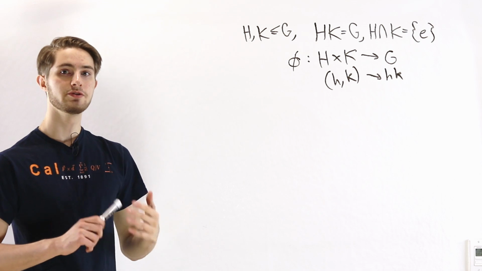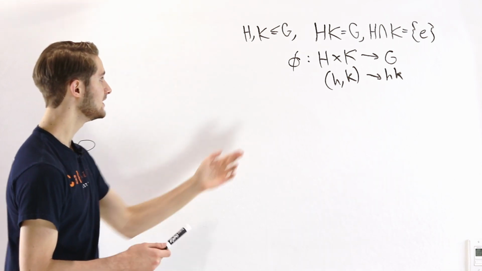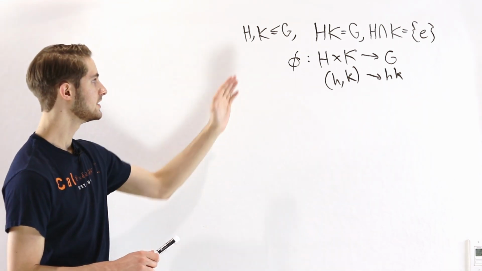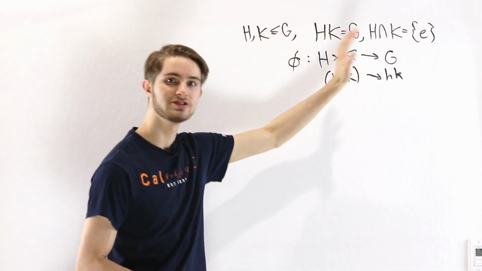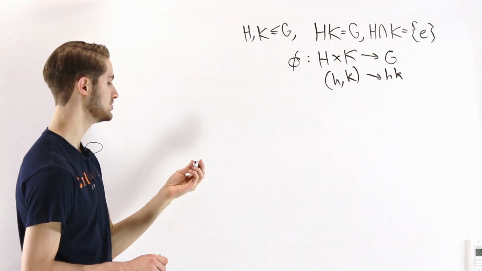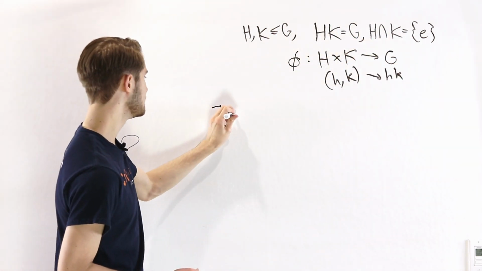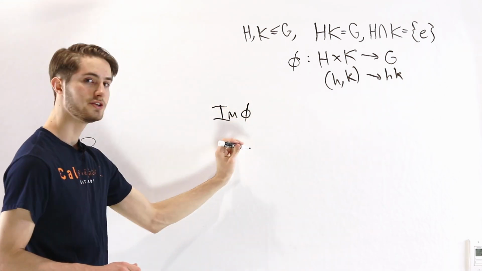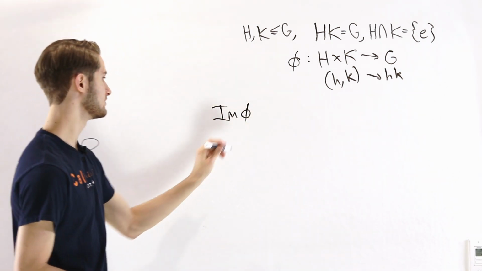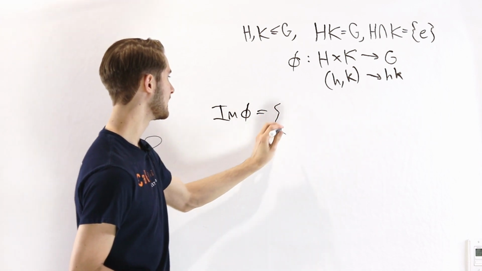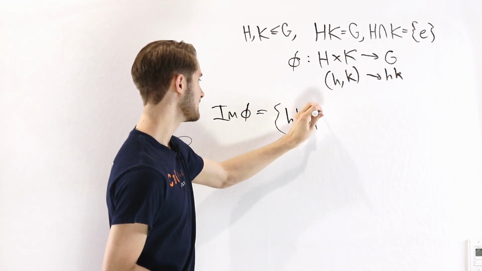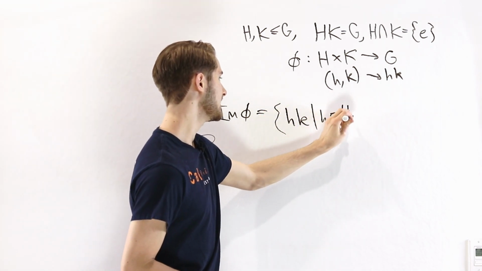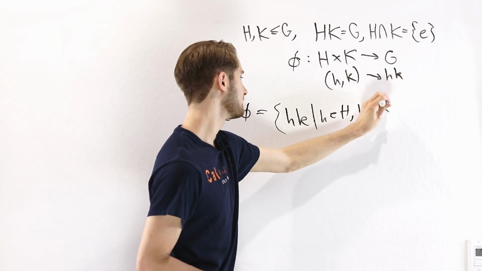We also need to show that phi is surjective. And to say that phi is surjective means that it maps onto every single element in the second group G. So if we look at the image of phi, by definition, this is the set of elements that phi maps to. That's going to be given by the set of elements of the form HK, where H is in H and K is in K.